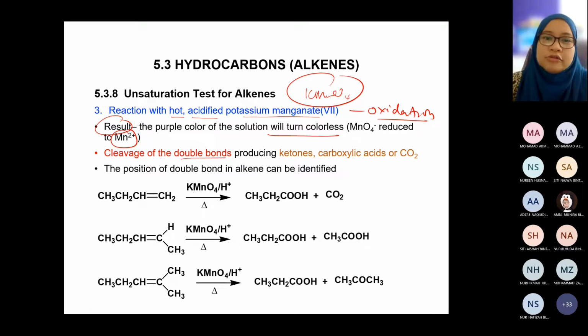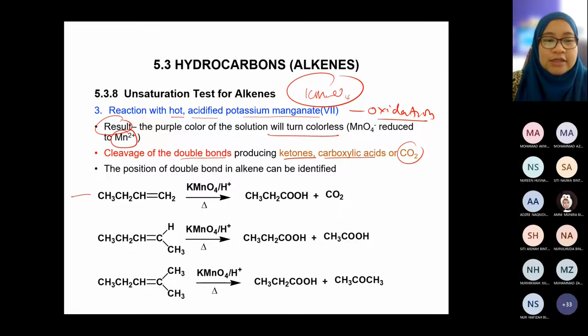So logically speaking, it will produce two products lah. Dia potong dua kan? So it will produce two products. It can produce ketone, carboxylic acid or carbon dioxide depending on the alkene used in the starting compound. So the position of the double bond in the alkene can be identified. We can identify the position of the double bond sebenarnya.